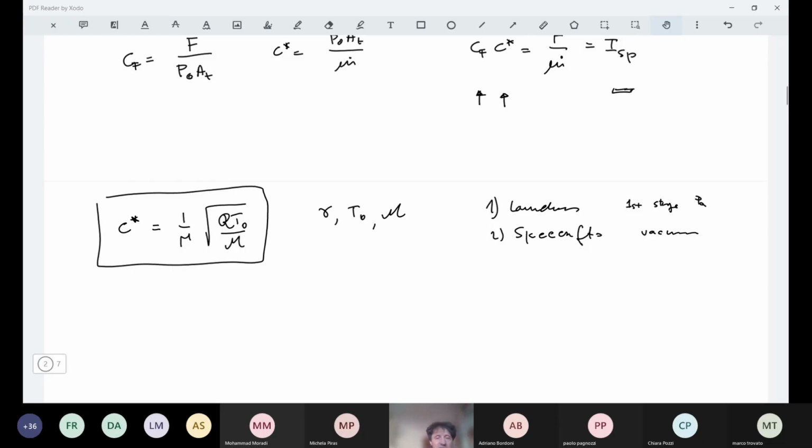And saying that the ambient pressure is zero, if we wish to adapt to that pressure, we should expand up to roughly zero pressure. That means, if PA goes to zero, adaptation implies that PE goes to zero, and this is equivalent to saying that epsilon goes to infinity. And of course, infinity is something that cannot be realized.